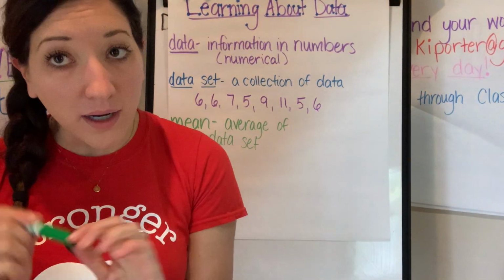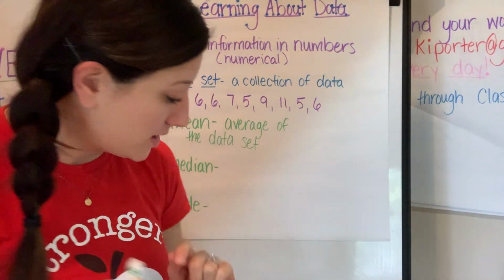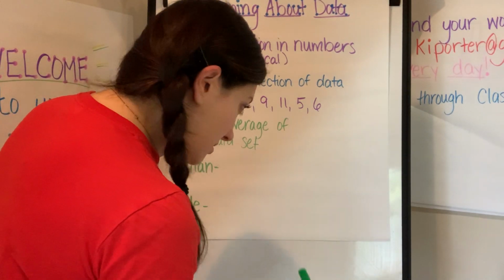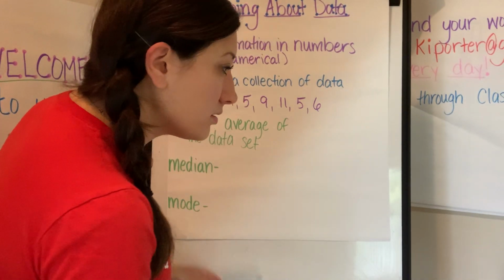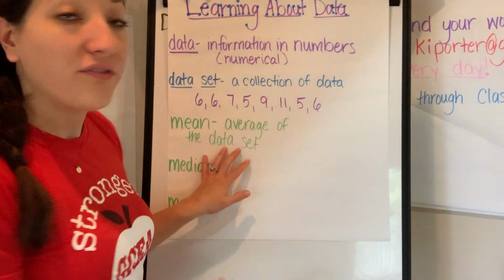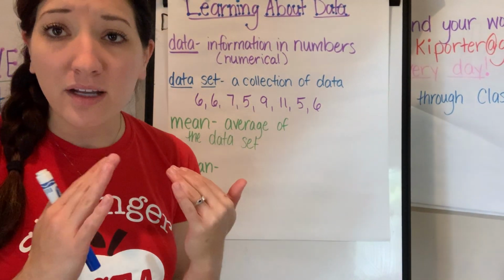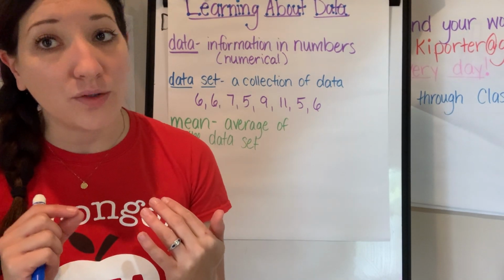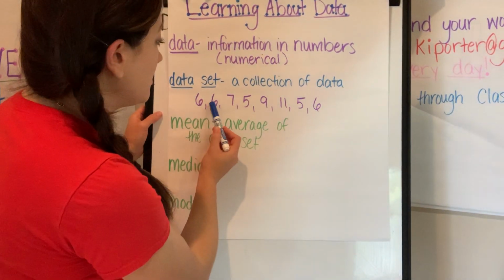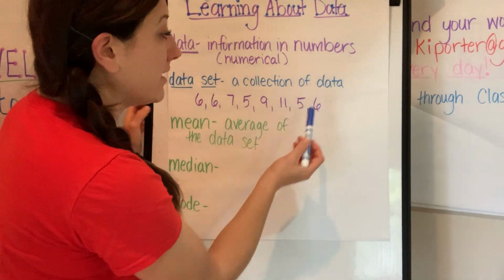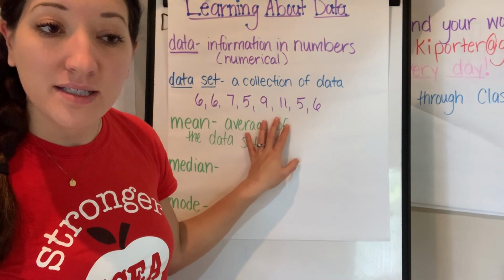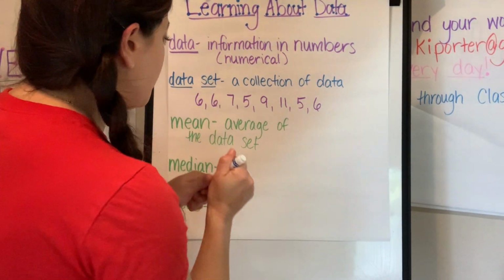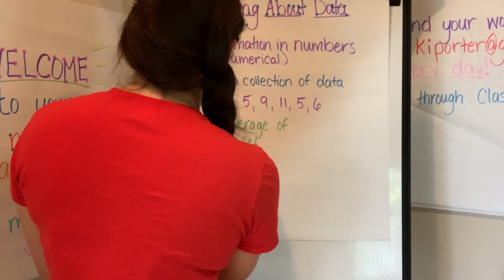And as you've practiced, I hope you've done it and practiced, in order to find the mean, you have to add up all the numbers in the data set and then divide by how many pieces of data you had. So here we have 1, 2, 3, 4, 5, 6, 7, 8. If you were going to find the mean of this data, you would add them all up and then divide by 8, because that's how many you were given.